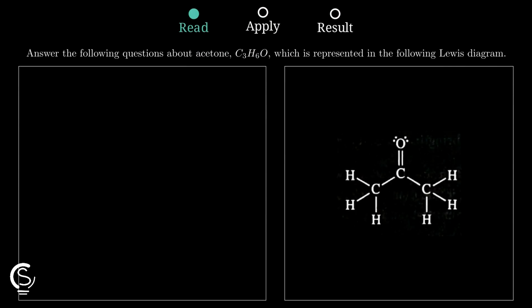P2V2 with V total equals 6.00 liters. P acetone equals 1.28 atmospheres times 4 liters over 6 liters, which is 0.8.